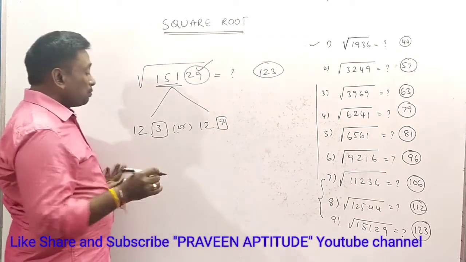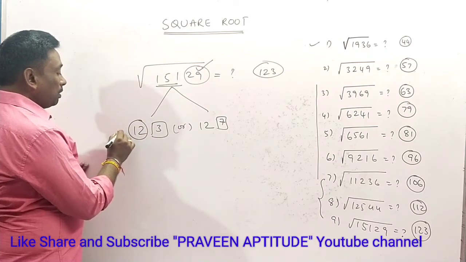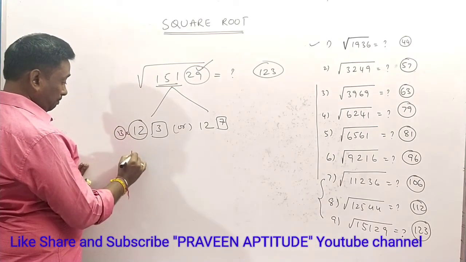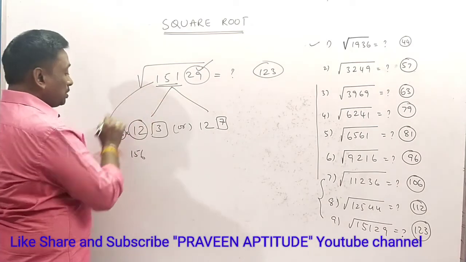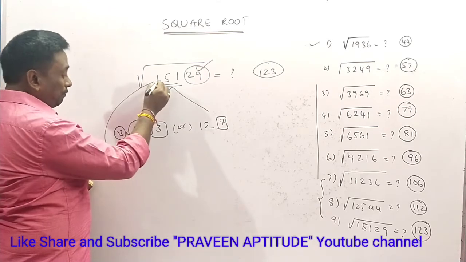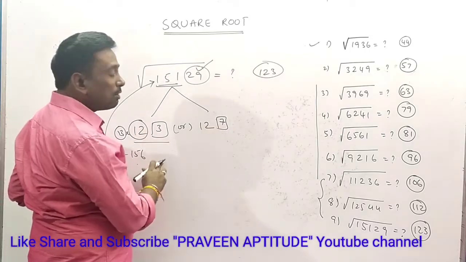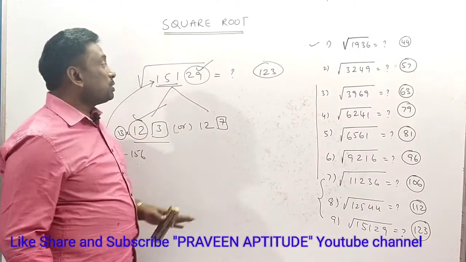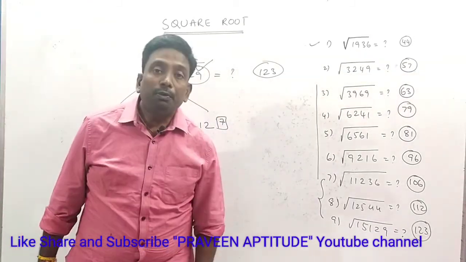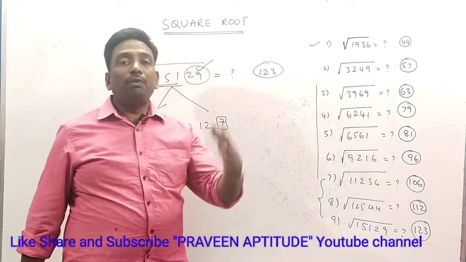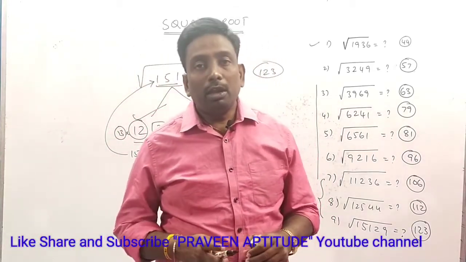How can we find this one? 12 into 13. We have to do 12 13s are 156, and 151 is less than 156. In these two, which is the smaller one? 123. That's why the square root of this one is 123. This is the way to find the square root of any number.